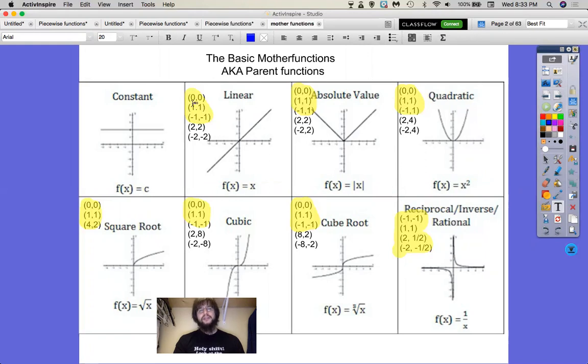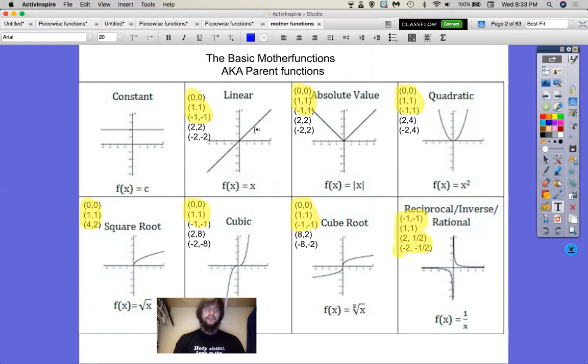Now, you might be wondering what these ordered pairs are that I have over here highlighted. I'm actually going to print this out for you and give it to you later. Right now, I just want to look at their graphs. Just look at them. That's all we're doing today. Just looking at these graphs. So you know that a linear function does something like this.